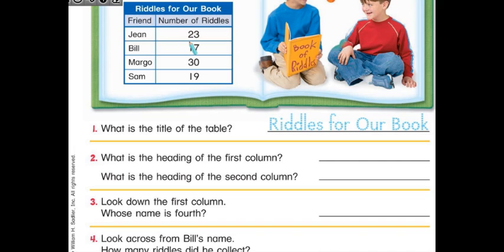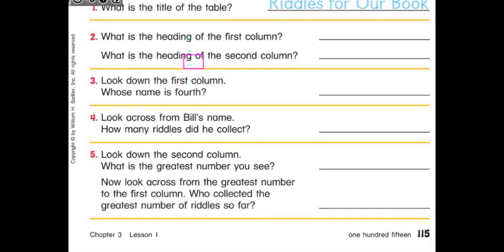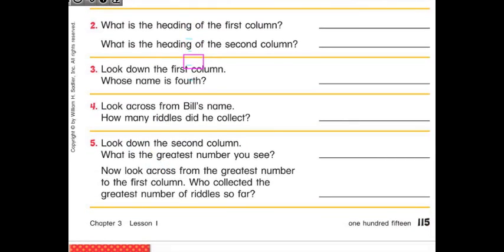We check the tens place. Here we have 2, here we have 1, and here we have 30 and 19. Which one is the greatest? 1, 3, 1 or 2? The greatest is 30. Okay? So we write here, which one is the greatest number? The greatest number is 30.